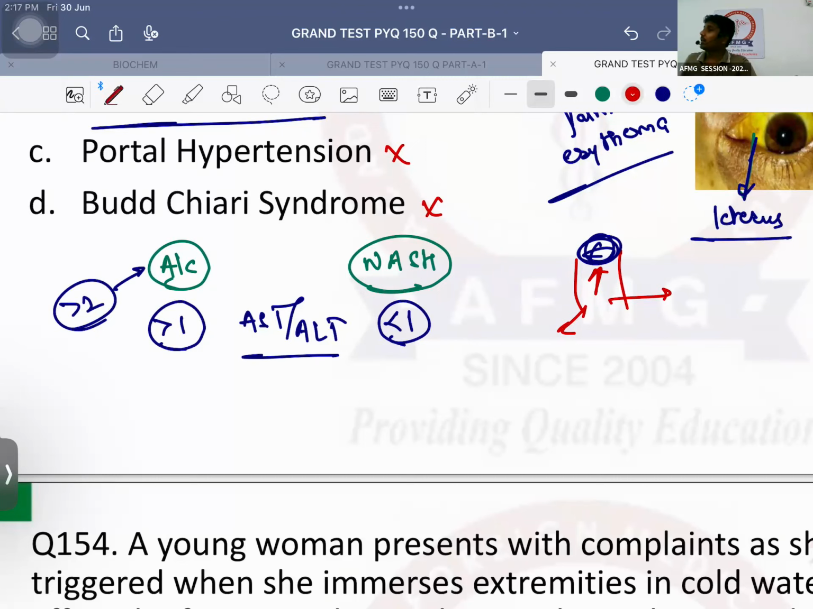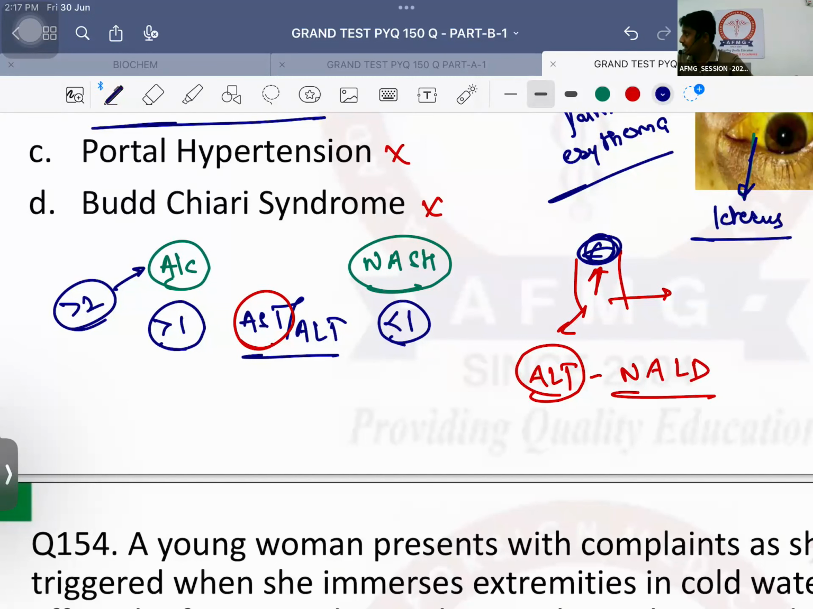No issues with this. Agar AST by ALT ratio is not in the option, then the single best answer should be AST itself. Okay? Because ALT is more specific marker of non-alcoholic liver diseases. Okay? Please remember something like viral hepatitis. Okay? So uska agar marker पूछा जाता है, that is ALT. No issues with this. That's important.